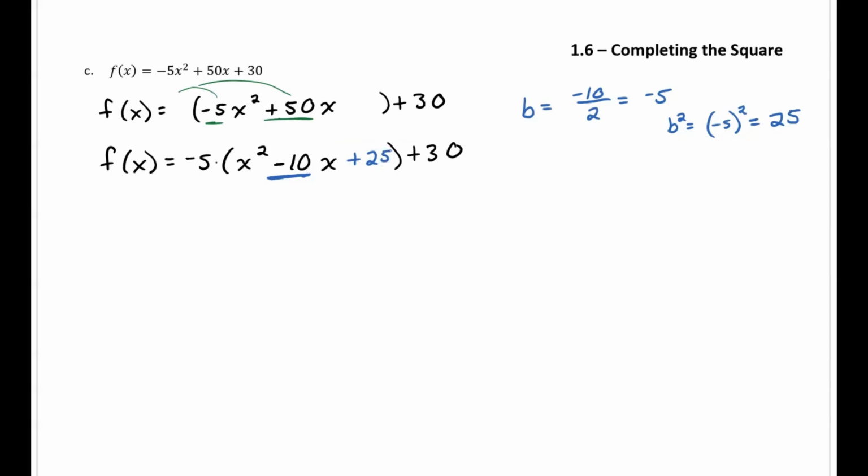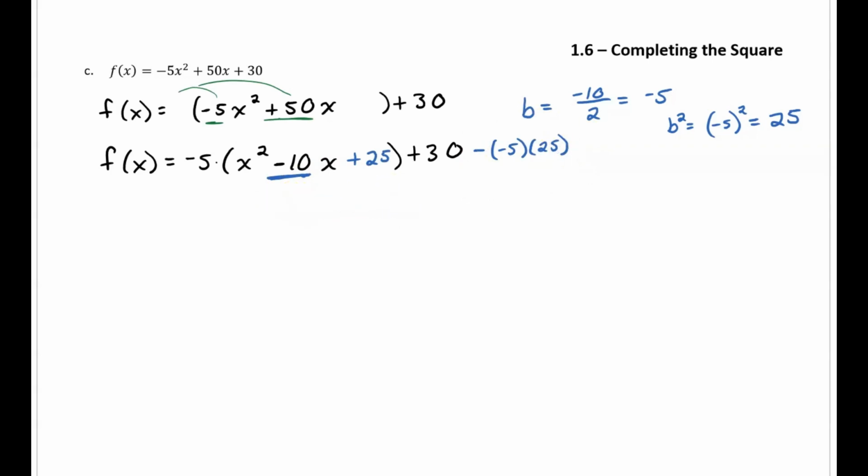But thinking about the parentheses and where that 25 is placed, it's not just a simple plus 25. I'm actually adding that negative 5 in front times that 25 on the inside. That negative 5 would be distributed all the way through each term. So this is what I'm really adding. So to make up for that, I need to subtract negative 5 times that 25. I need to subtract that same value. If I add it over here, I need to subtract it on the other side.